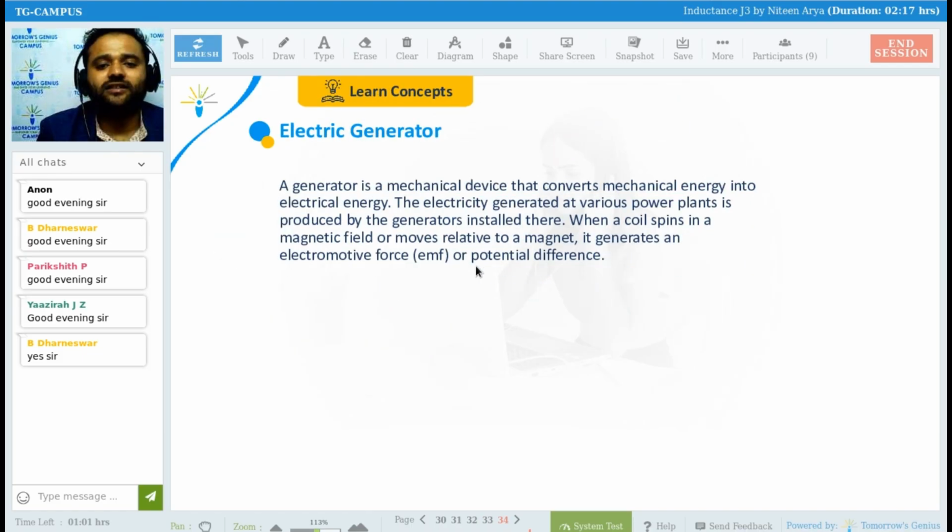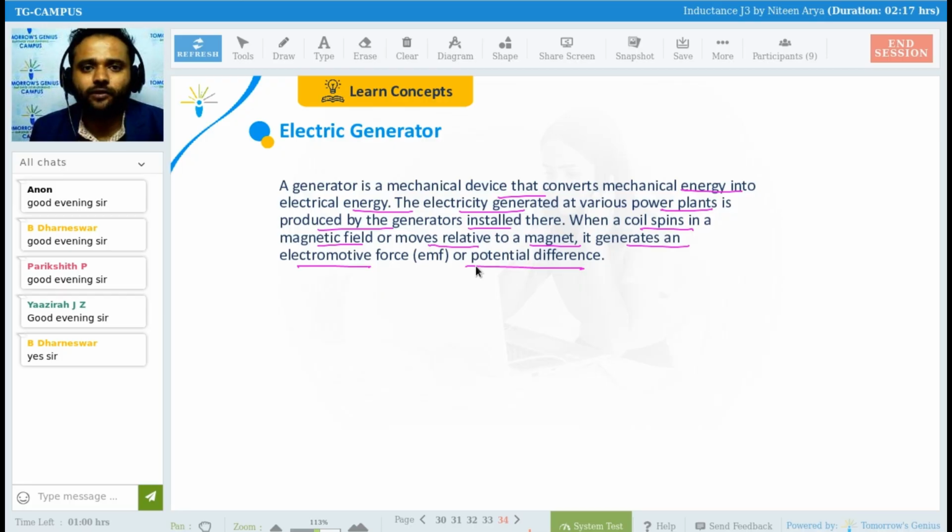Good. Now, electric generator. The definition point. A generator is a mechanical device that converts mechanical energy into electrical energy. Fair enough. The electricity generated at various power plants is produced by the generators installed there. When a coil spins in a magnetic field or moves relative to a magnet, it generates an electromotive force, EMF, or potential difference. And when we have a potential difference in any particular conductor, applying a resistor, we can get the current using Ohm's law. If we have V in the form of EMF, with Ohm's law we can get IR. But R here can be of two types. It can be XL, the reactance due to inductance, and that can be directly R also.